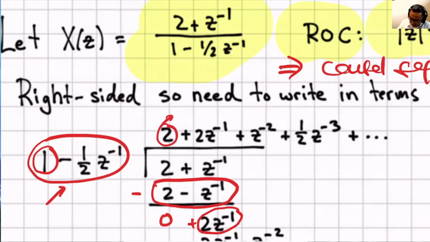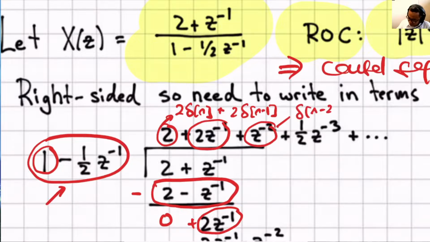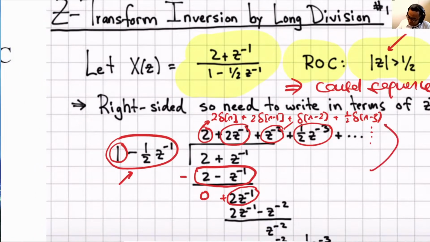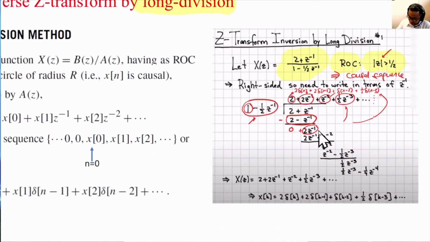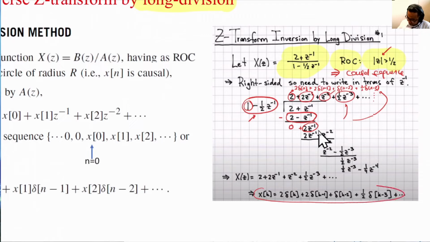And now, as we did in the previous example, we can take all these expressions we have and convert them back to time. So this is 2 delta[n] plus this is 2 delta[n-1]. This is delta[n-2]. This is 0.5 delta[n-3], and so on and so forth. Notice, however, that we do not have a closed form expression. We are simply taking the polynomial that we have extracted by long division and converting it into a time sequence by identifying each of these expressions. So this is what we have here.